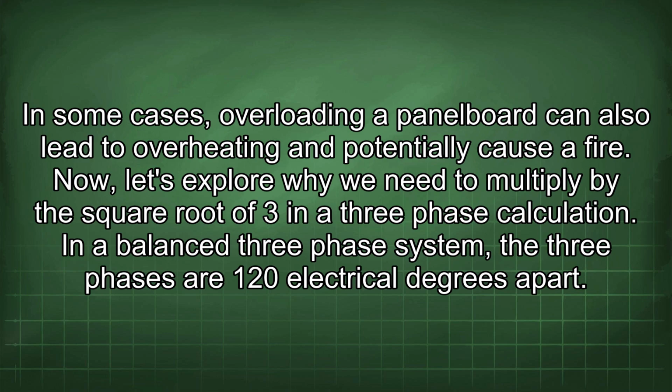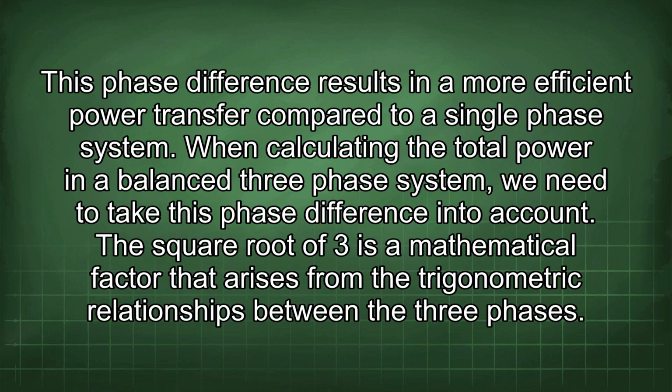Now let's explore why we need to multiply by the square root of 3 in a 3-phase calculation. In a balanced 3-phase system, the 3 phases are 120 electrical degrees apart. This phase difference results in a more efficient power transfer compared to a single-phase system. When calculating the total power in a balanced 3-phase system, we need to take this phase difference into account. The square root of 3 is a mathematical factor that arises from the trigonometric relationships between the 3 phases.